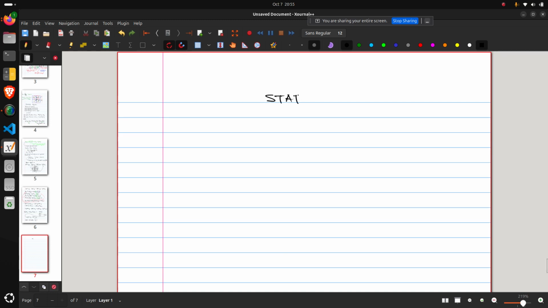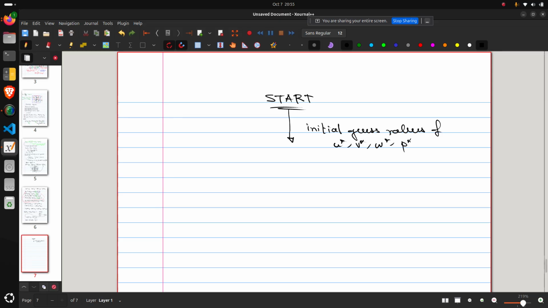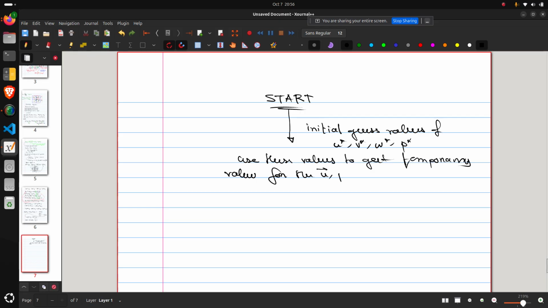Okay, so we start the simulation here, then we take initial guess values of u star, v star, w star and p star. Okay, then what we will do, we will use these values to get a temporary value for the u and p. Okay, so what will we solve?